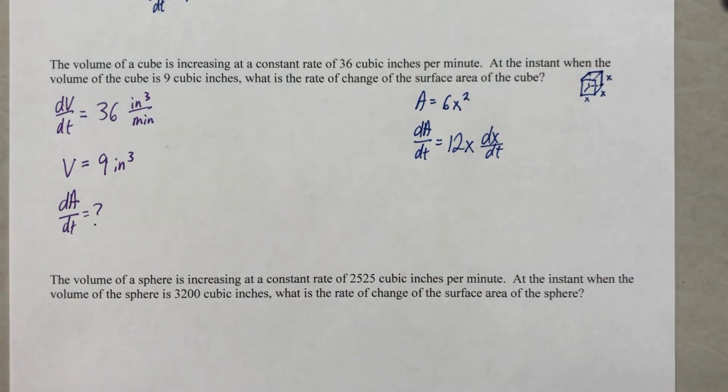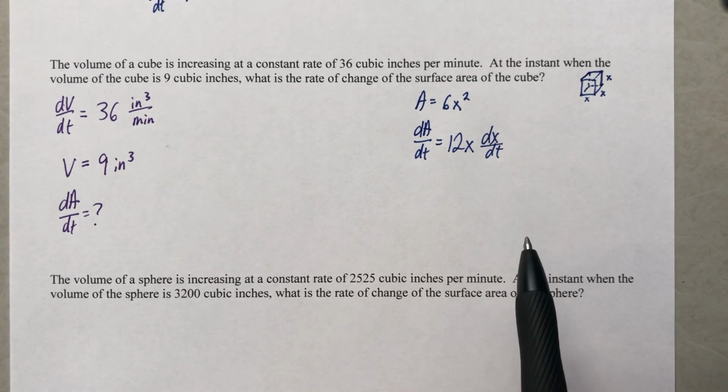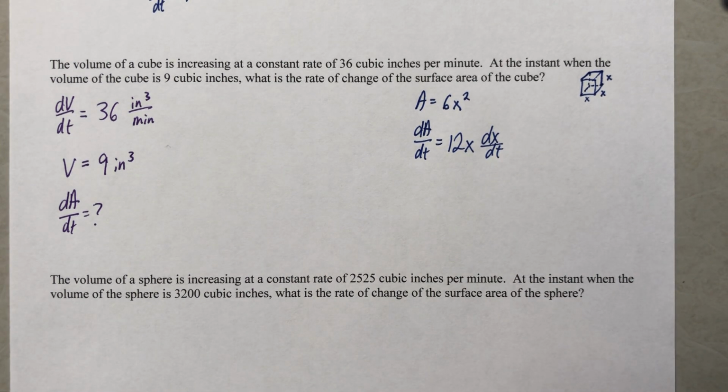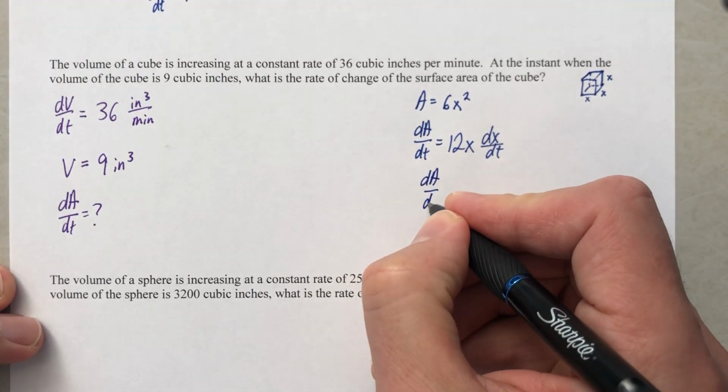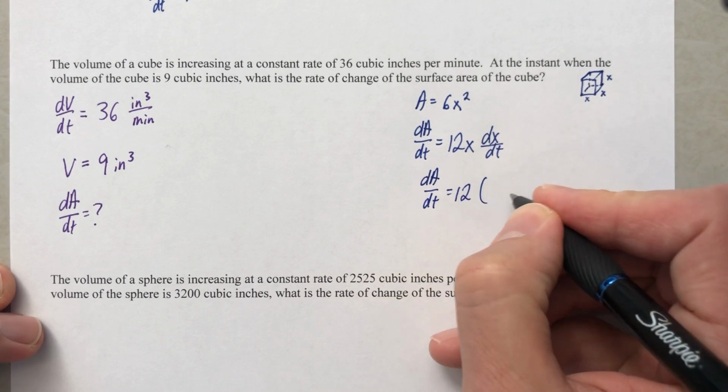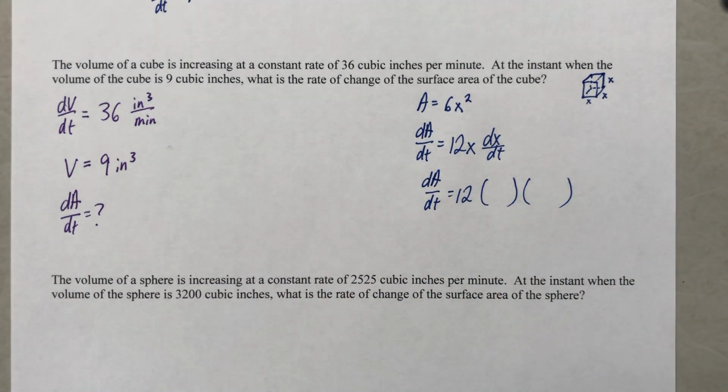So really we've come to the realization that there's a lot we don't know. We don't know x, we don't know dx/dt, we don't know a lot of stuff, right? So we've really got to back up and do a lot of work. So I'd love to just keep going with this problem and be like, oh, dA/dt equals 12 times, oh, I don't know again, you know, that sort of thing. So we have some problems.